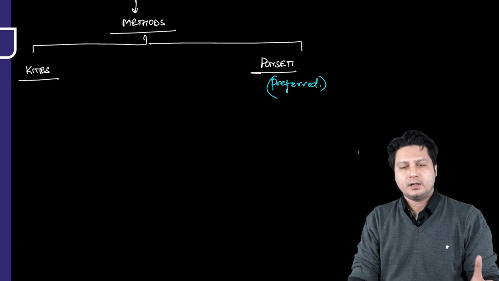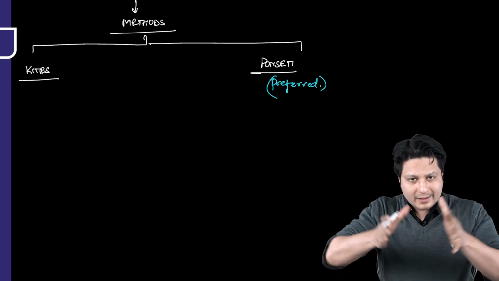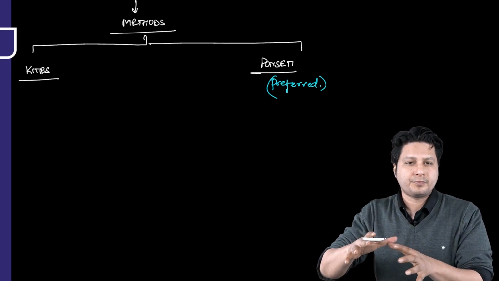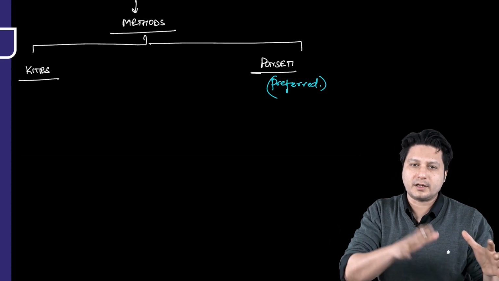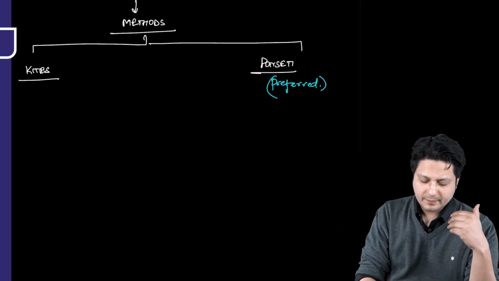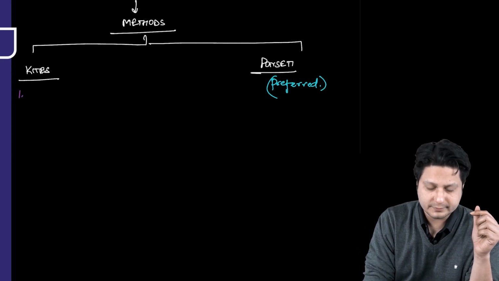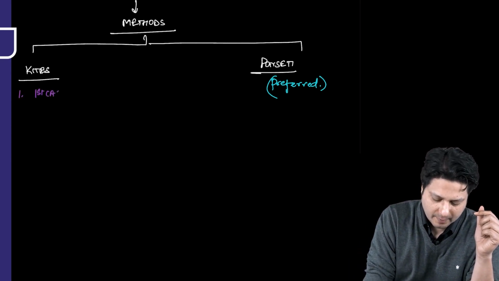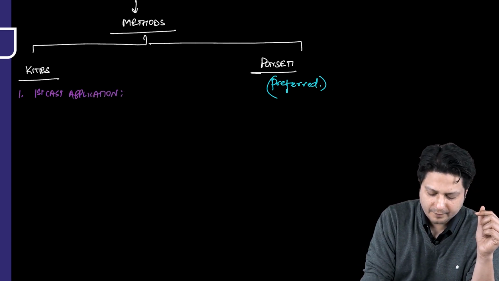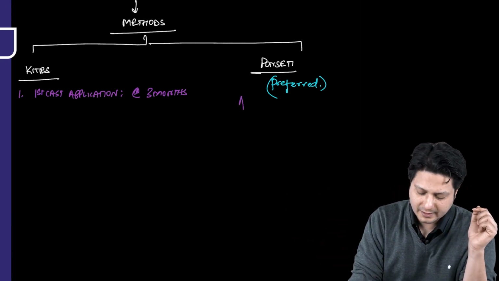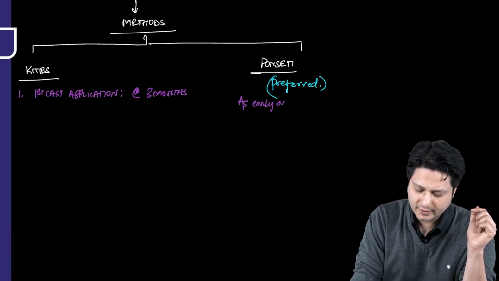Alright, out of the two. Now, why is Ponseti preferred? In order to understand why Ponseti is given weightage over Kite's method in managing this condition, first let's distinguish between these two. In case of Kite's method, the first cast is applied at 3 months of age, while in case of Ponseti method, the first cast is applied as early as possible.